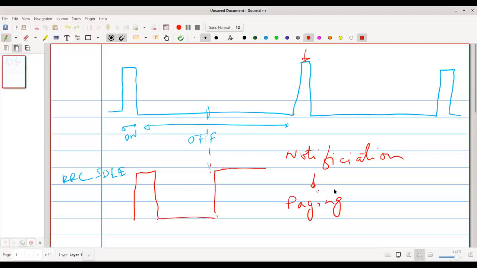We'll have a little more detailed discussion on paging. But for paging also, you can only do that when you are in the on period of the DRX cycle. How often you can send pages, or perform paging, is called the paging cycle. So in fact, this paging cycle and the DRX cycle are equal.